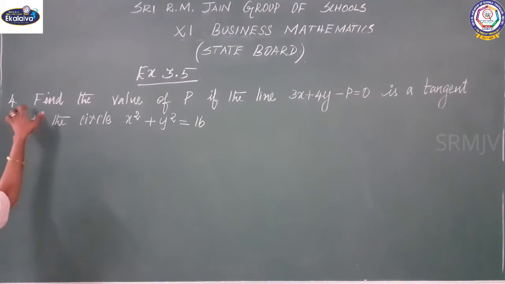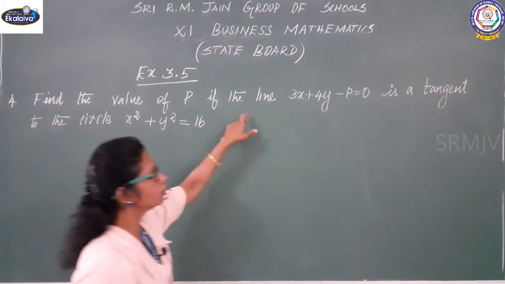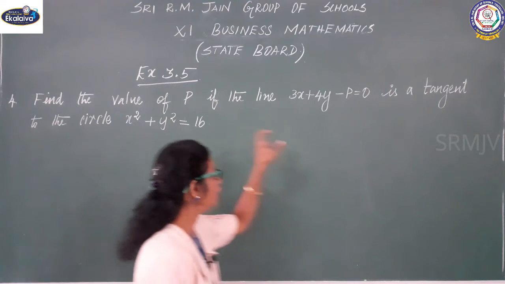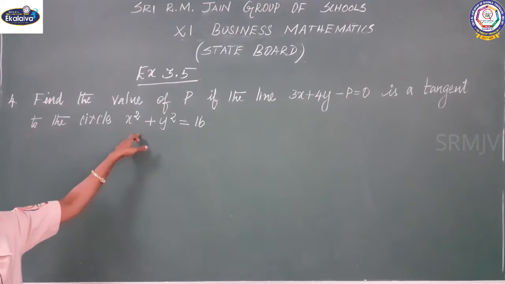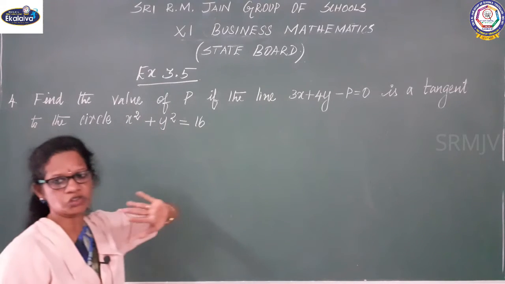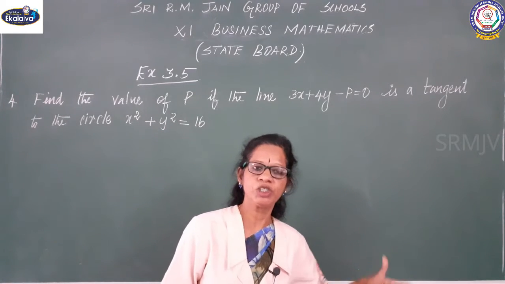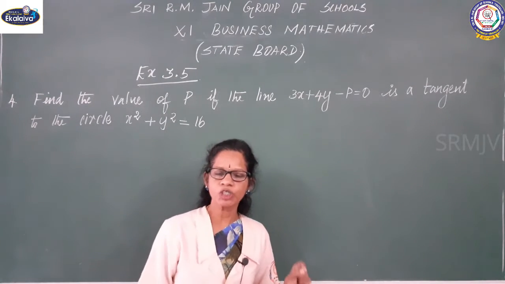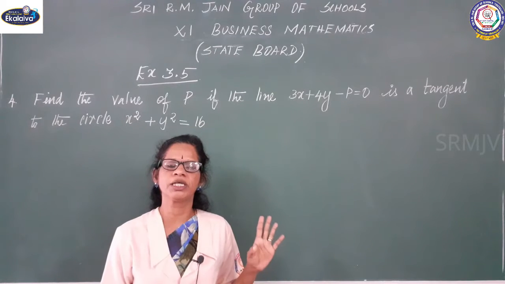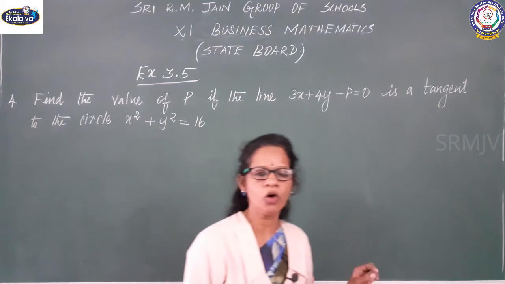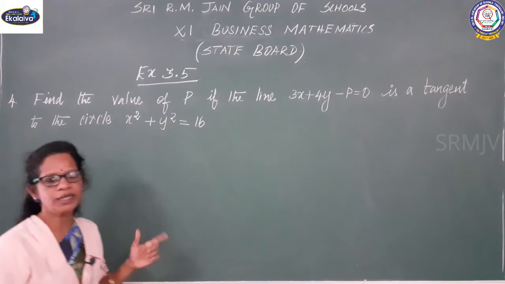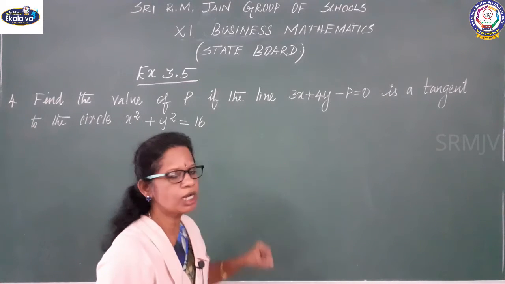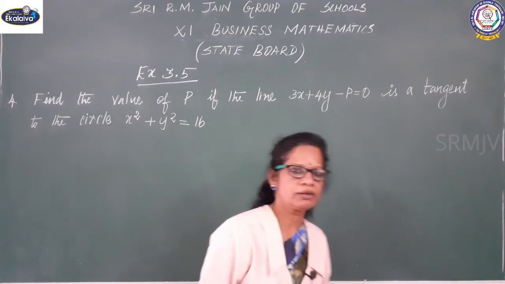See question number 4. Find the value of p if the line 3x plus 4y minus p equal to 0 is a tangent to the circle x square plus y square equal to 16. If the line is a tangent to the circle, the condition is c square equal to a square into 1 plus m square. We are going to get what is the value of a, what is the value of m, and what is the value of c.